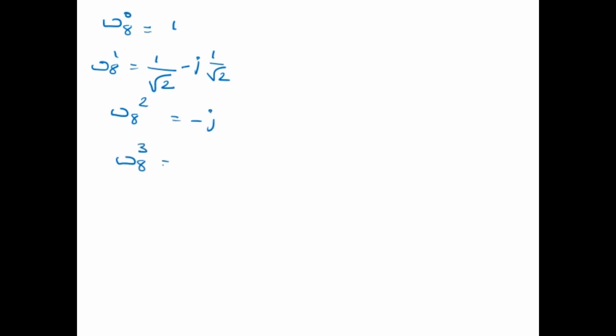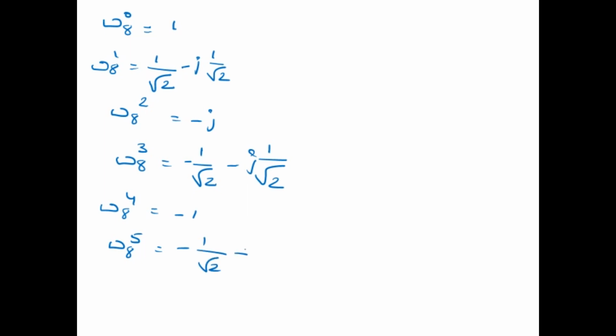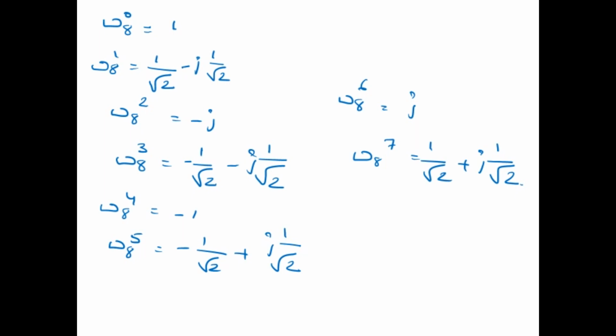First, we'll write the twiddle factor values, that is omega 8 of 0 is 1, omega 8 of 1 is 1 by root 2 minus j into 1 by root 2, omega 8 of 2 is minus j, omega 8 of 3 is minus 1 by root 2 minus j 1 divided by root 2, and omega 8 of 4 is minus 1, omega 8 of 5 is minus 1 by root 2 plus j 1 divided by root 2. Then omega 8 of 6 is j, omega 8 of 7 is 1 divided by root 2 plus j into 1 divided by root 2. Let us find the values stage by stage.